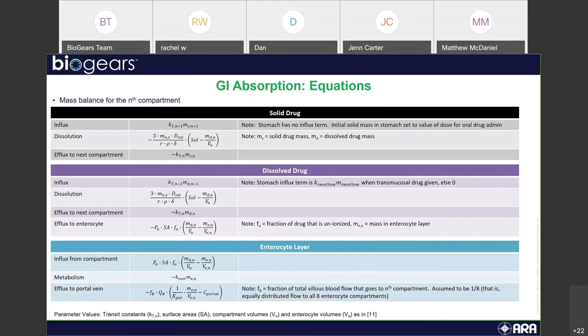Notice that we use the same form of a dissolving equation for the GI model as we did for the OTFC model.